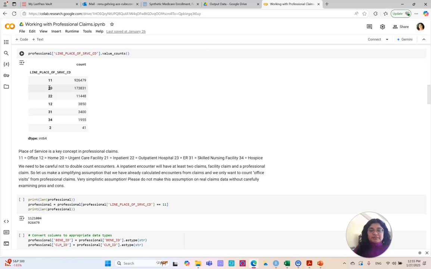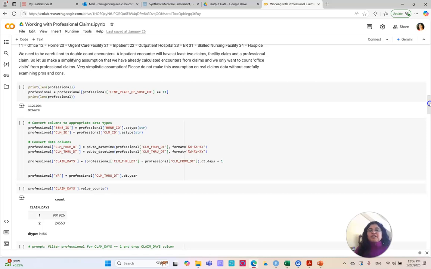So very simplistic assumption that I'm making, and please do not make this without carefully examining pros and cons, is I'm only taking place of service code, which is equal to the office. So I just want office visits. And it's a reasonable assumption for a learning exercise to take the office visits. So you can see how much I've gone down in my row count. And I printed out the row count both before I did the filtering and after, so I could see.